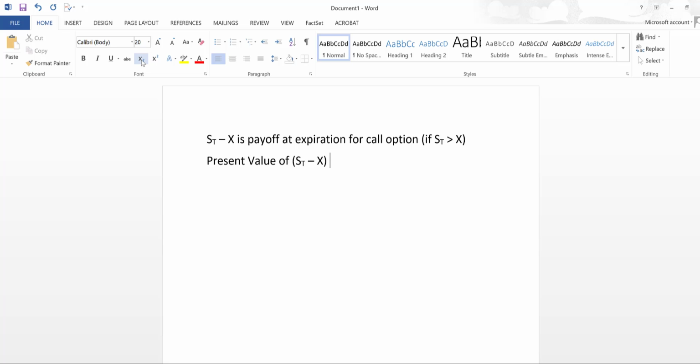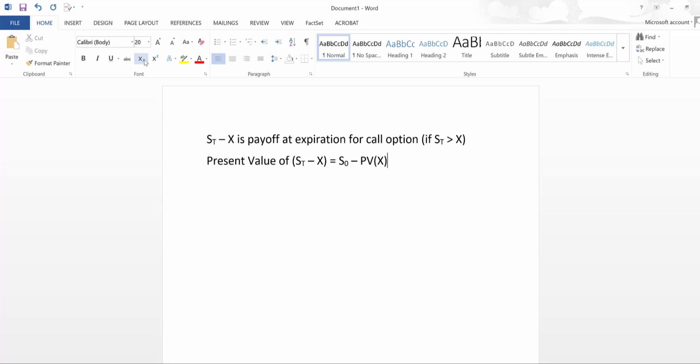So what would the present value of ST minus X be? Well, present value of ST would be S0, right, which is the current stock price. So we are kind of looking at two things here: present value of ST and present value of X. So present value of ST is S0, present value of X, well, I'm just going to call that PV of X.